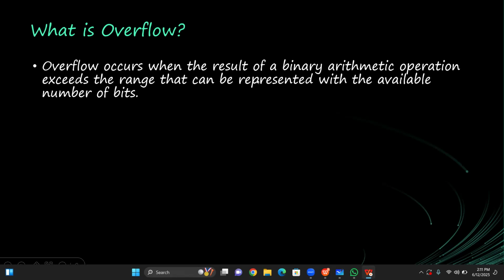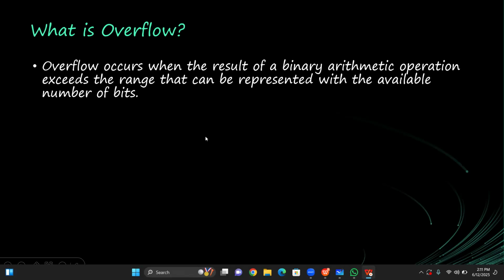Overflow occurs when the result of a binary arithmetic operation exceeds the range that can be represented with the available number of bits. All right. When you have 4 bits and you do the addition, you will not get something like 5 bits. You saw when I was doing that addition, when we did 11 plus 13, we got 24, and we needed 5 bits to represent the 24. So that is an overflow.